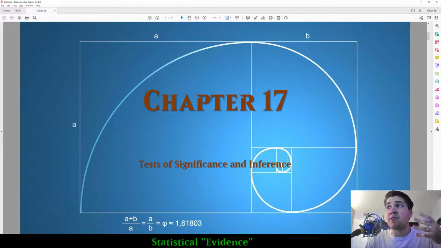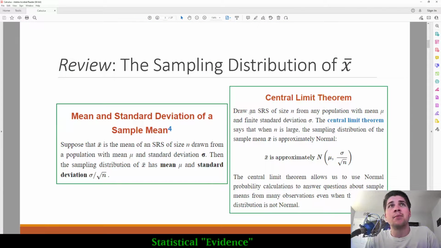And chapter 17 is very similar. I've alluded to the fact that the math is exactly the same, just how we use it is a little bit different. Let's get into it in the next couple of videos.